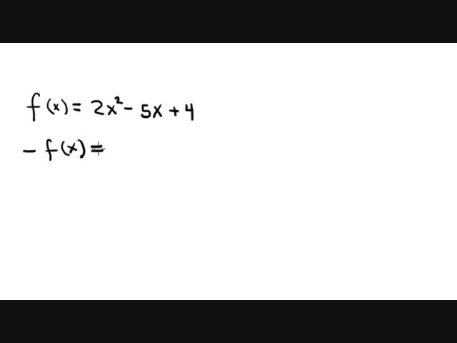This negative is only multiplying the whole thing by negative 1. In other words, it changes the sign of the entire equation. So, minus 2x squared plus 5x minus 4. That's it. Super easy.